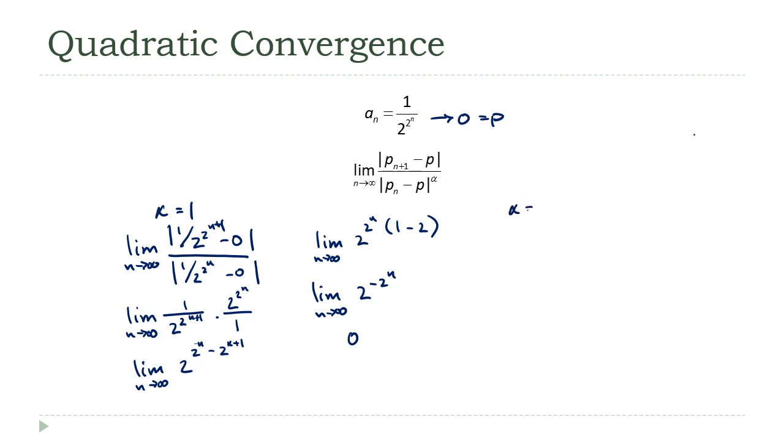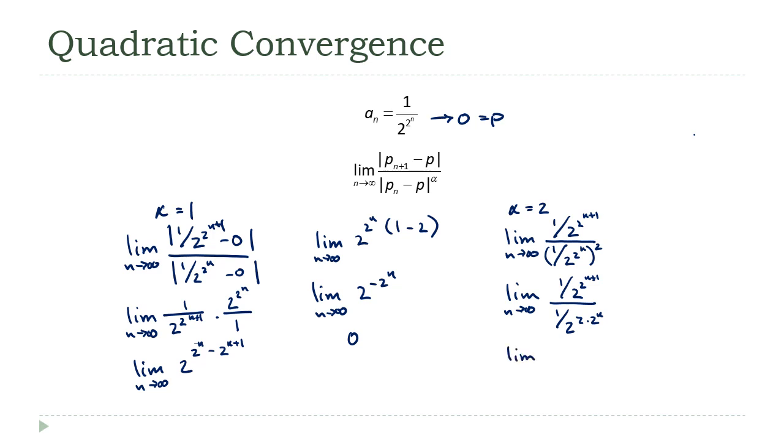And let's look at alpha equals 2. If we put alpha equals 2 in here, then this becomes the limit as n approaches infinity of 1 over 2 to the 2 to the n plus 1, over 1 over 2 to the 2 to the n, squared. All right, so let's just keep going and work this limit out. This is the limit as n approaches infinity of 1 over 2 to the 2 to the n plus 1, over 1 over 2 to the 2 times 2 to the n. Well, let's flip it over.